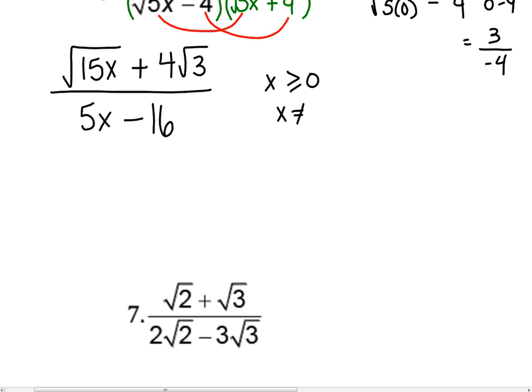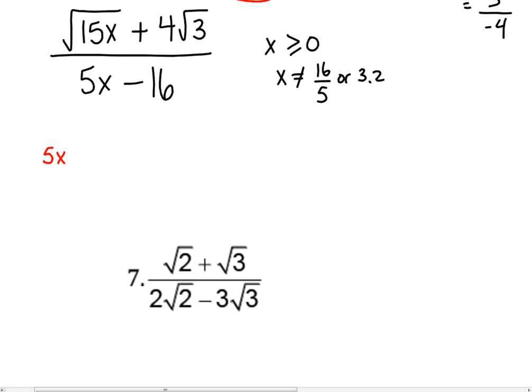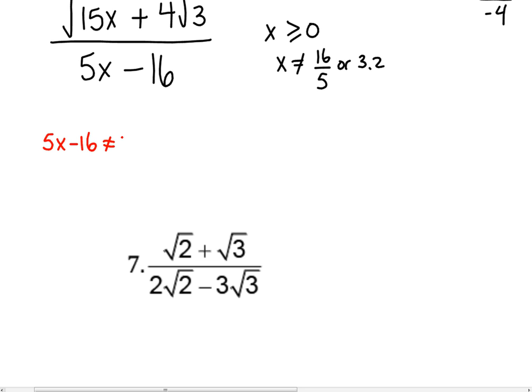Oh, okay, yeah. What did you do? 16 divided by 5, 3.2. That's right. So remember, second, opposite sign, second over first, 16 over 5. Another way to think of it, 5x minus 16 can't be equal to 0. If I add 16 to the other side, and then divide by 5. So x can't be equal to 16 over 5.